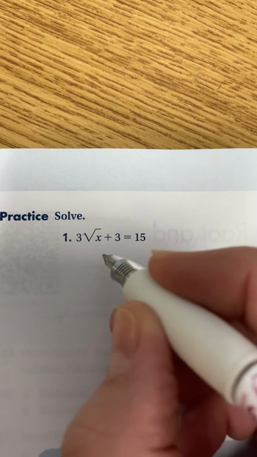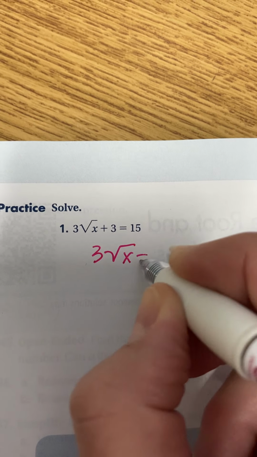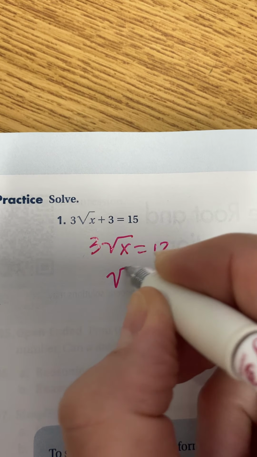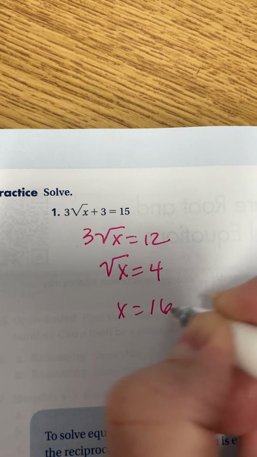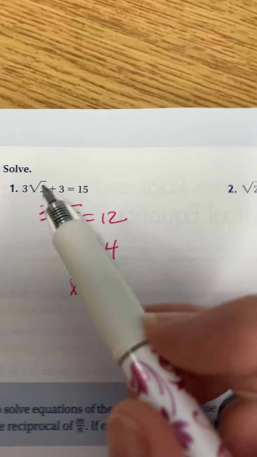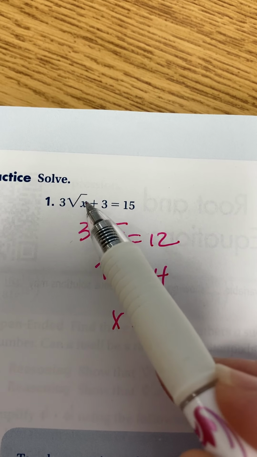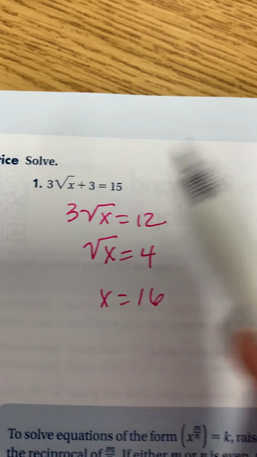All right, so over here, you need to, again, isolate this radical. So your first step would be to subtract that 3. So you get 3x is equal to 12. Now you'll divide both sides by 3, and you get a 4. Then you're going to square both sides, and you get 16. You can try it in here if you want. The square root of 16 is 4. 4 times 3 is 12, and 12 plus 3 is 15.